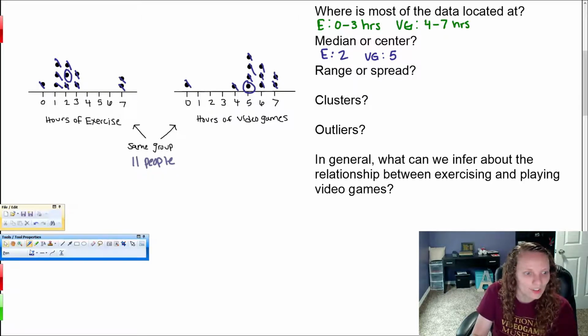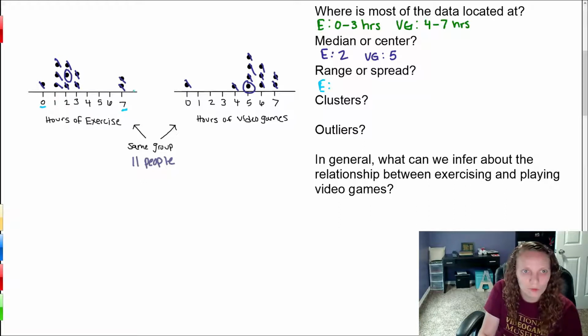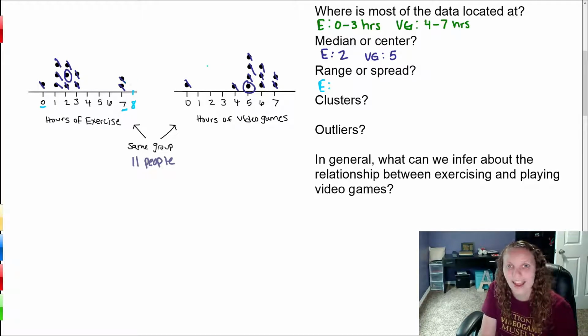Alright, range. Remember, range is from the lowest number to the highest number. It can also be referred to as the spread. So for exercise, it goes from 0 to 7 hours. Remember, if there was another number here, 8, but there were no dots above it, the highest is still a 7 because it's the highest one that has a dot above it. So the highest number, 7 minus 0, would be 7.